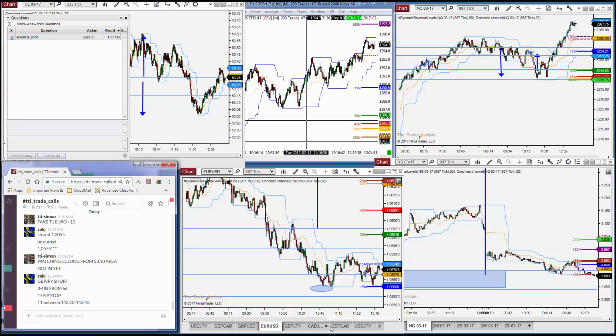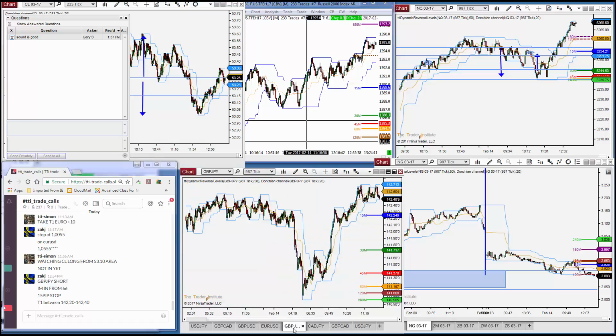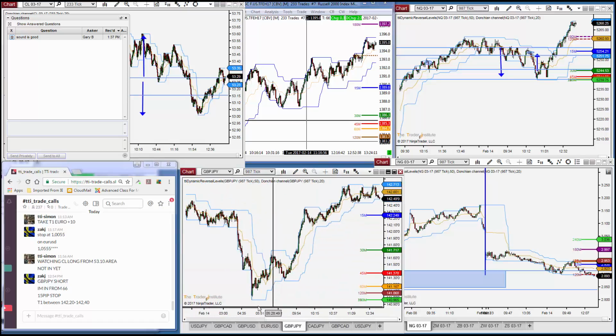We also have Pound yen. Zach just called it when we took a break this afternoon, at 12:54 p.m. Pound yen short, he's in at 42.66, right from the very top here, and he's looking for a first target of maybe 20 ticks.